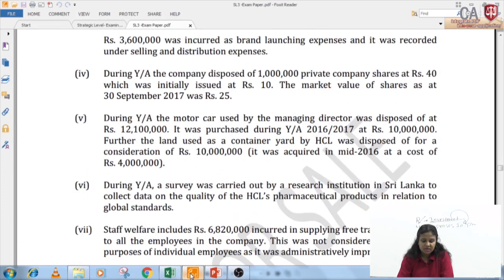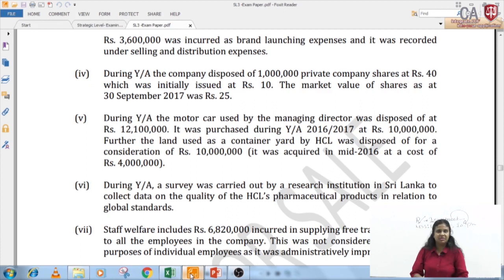During the year of assessment, the motor car used by the managing director was disposed of at 12,100,000. It was purchased during the year of assessment 16-17, when the old Act number 10 of 2006 was in force. The asset was acquired prior to 1st April 2018 at rupees 10 million. Further, the land used as a container yard by HCL was disposed of for a consideration of rupees 10 million. It was acquired in mid-2016 at a cost of rupees 4 million.